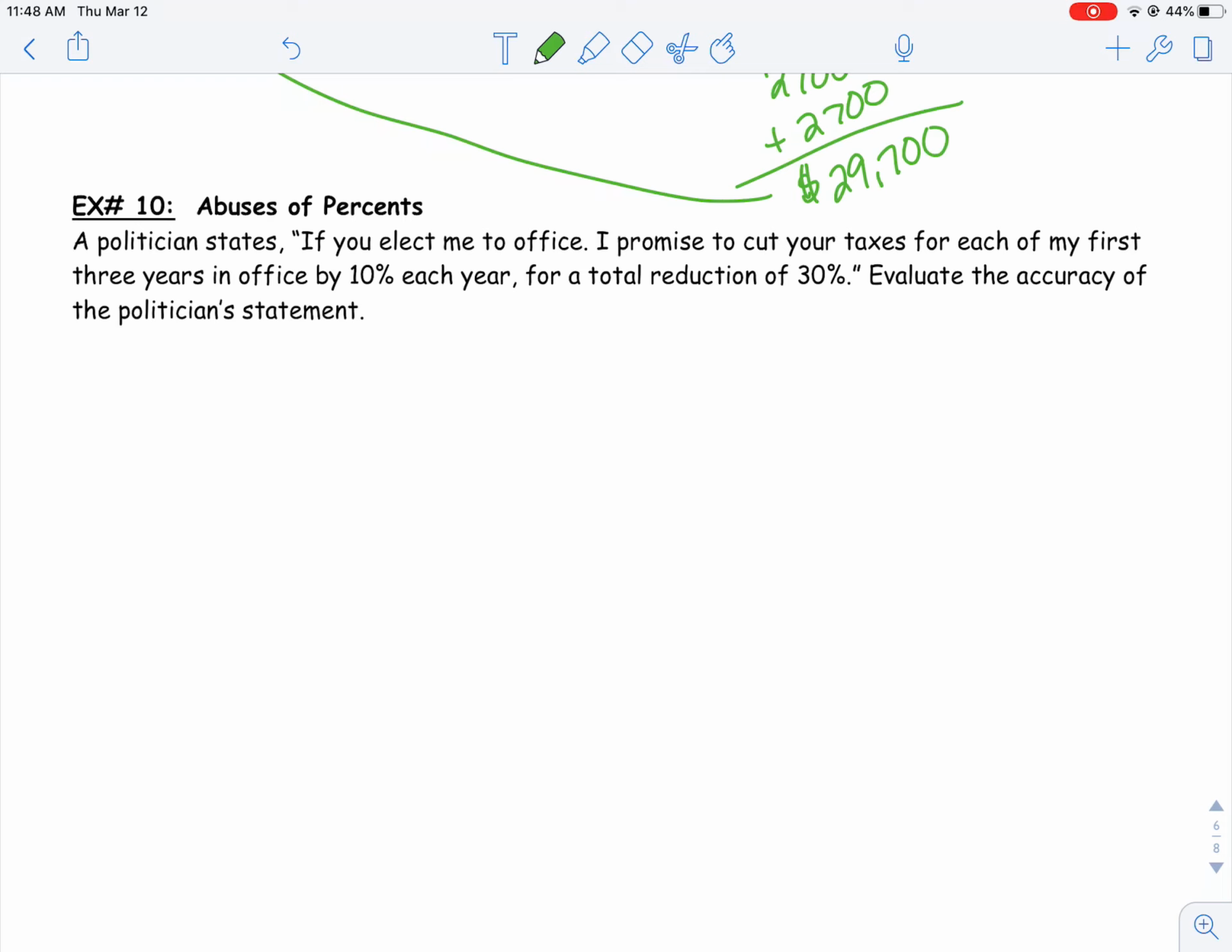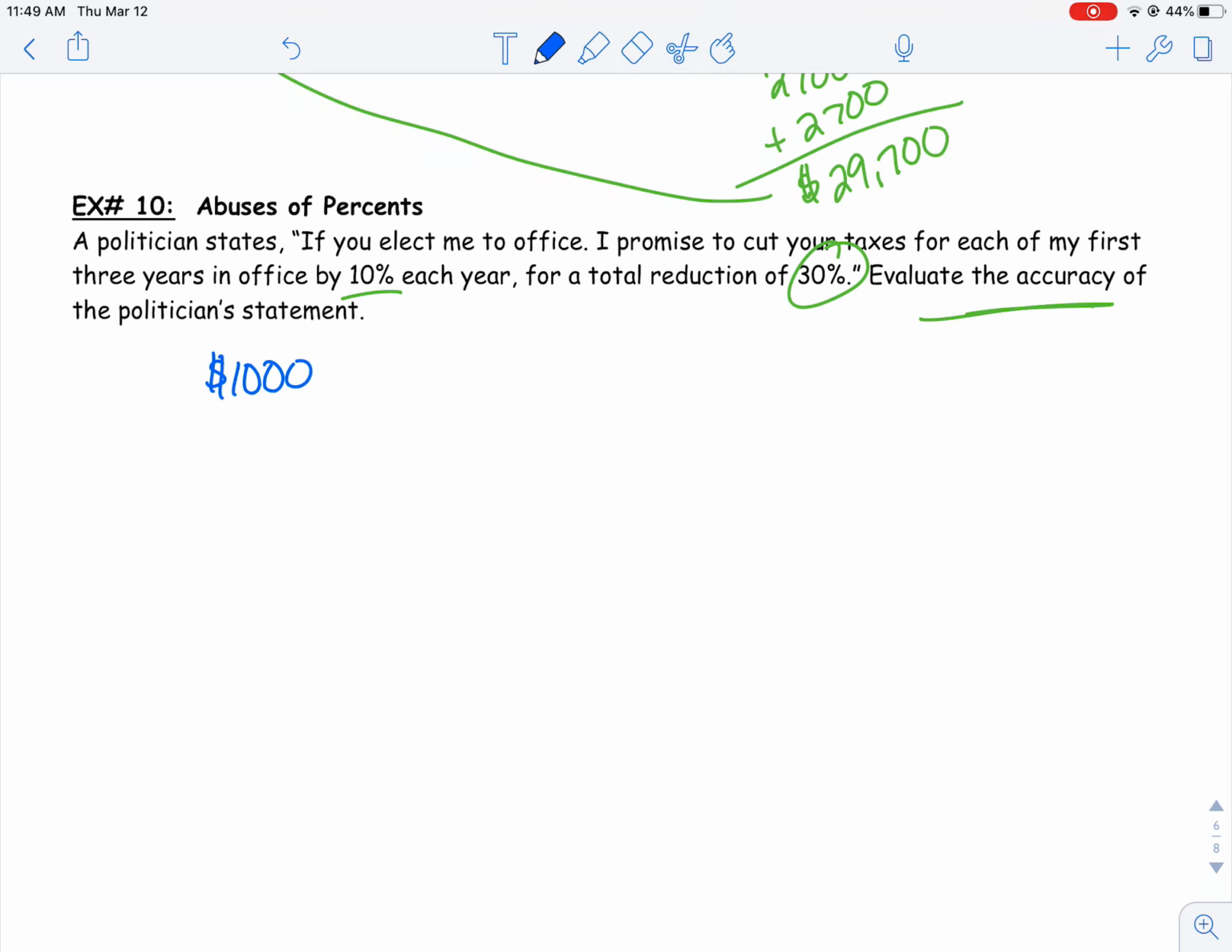Okay? And another example of that looks like this, number 10. It says, a politician states that if you elect me to office, I promise to cut your taxes each year for my first 3 years in office by 10% each year, for a total of 30%. Is this really accurate? So if I cut your taxes by 10% one year, and then 10% the other year, and then 10% the third year, is that the same as cutting it 30%? Well, let's look. Let's play with some numbers a little bit. So let's say our taxes, I don't know, are $1,000. I'm just making up these numbers. You could really do this with any starting amount just to show that it's not the same.